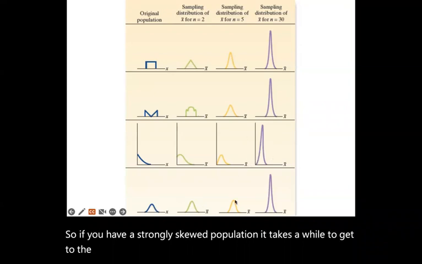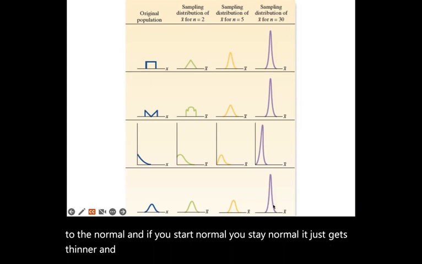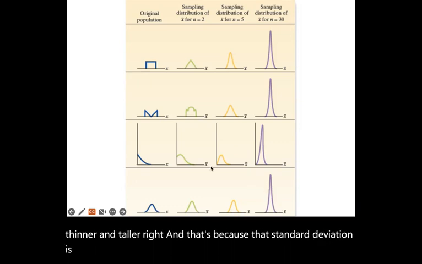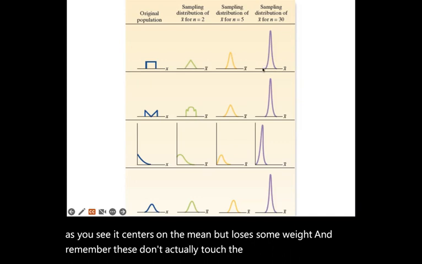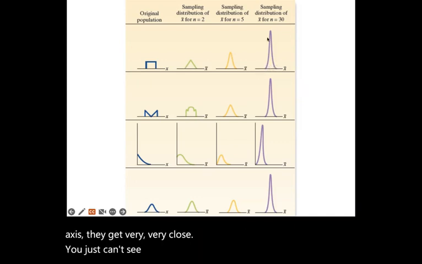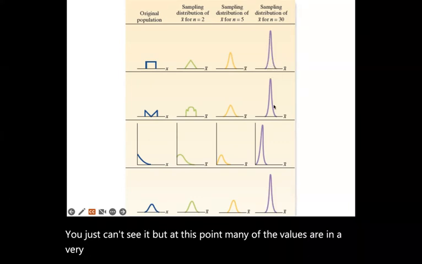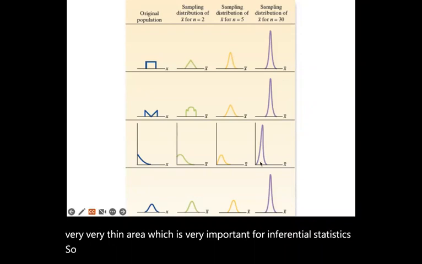And if you start normal, you stay normal, it just gets thinner and taller, right? And that's because that standard deviation is being divided. So it gradually gets thinner. So across all of these, as you see, it centers on the mean, but loses some weight. And remember, these don't actually touch the horizontal axis. They get very, very close. We just can't see it. But at this point, many of the values are in a very, very thin area, which is very important for inferential statistics. So this last image here is critical.